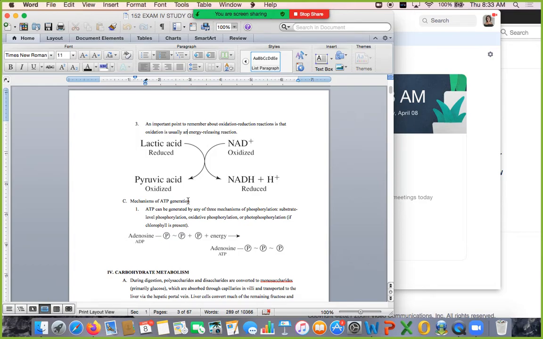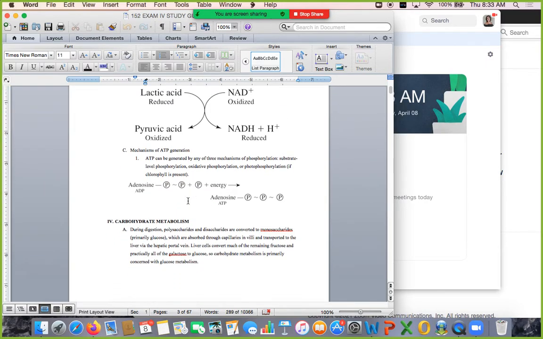When we are having an oxidation reaction, in this case we're losing hydrogen ions: lactic acid loses the hydrogen and becomes pyruvic acid. That's coupled with a reduction reaction where NAD plus is acquiring that hydrogen to become NADH. So we always have an oxidation and a reduction reaction occurring at the same time, which is why you pretty much always hear of them called redox reactions, because they're both happening at the same time.